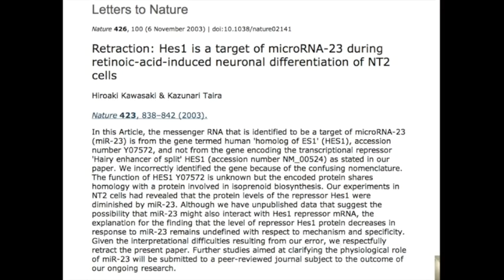Just to give you a bit of a warning of the importance of this, here's an example that was quite unfortunate, where a paper was published in Nature in 2003 that proposed that HES1 is a target of a given microRNA. What they found was that the gene termed human homologue of HES1 is not the same as the transcriptional repressor hairy enhancer of split, which is also called HES1. So when they did all of their searching for HES1, they didn't realize that there are two genes both called HES1, and they made a mistake, and it resulted in completely wrong information in their paper and a retraction.